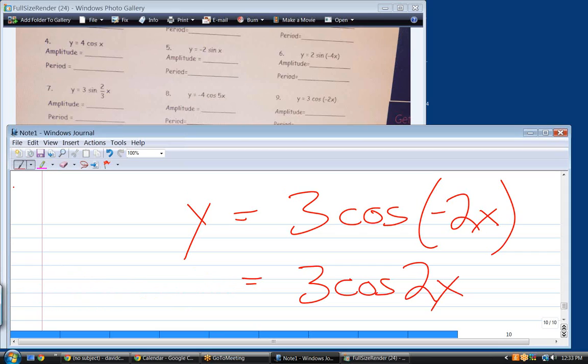Tangent, incidentally, is odd. So tangent's the same as sine. And then, of course, all 3 reciprocal functions behave the same as their reciprocals. In other words, sine is odd, so cosecant is odd. Cosine is even, so secant is even. Tangent is odd, so therefore cotangent is odd.